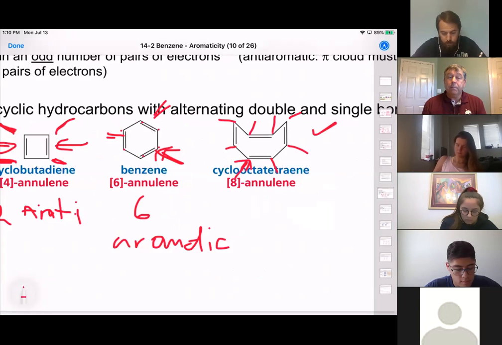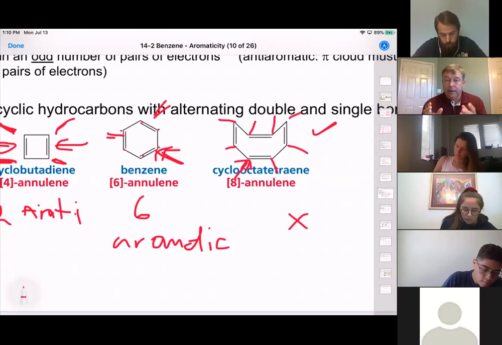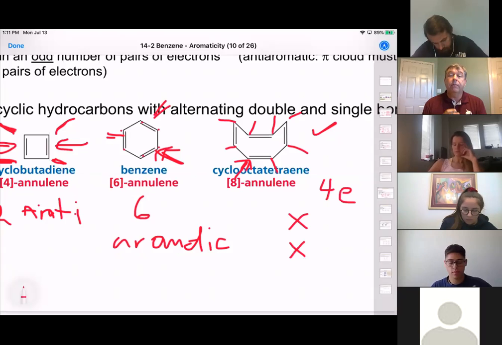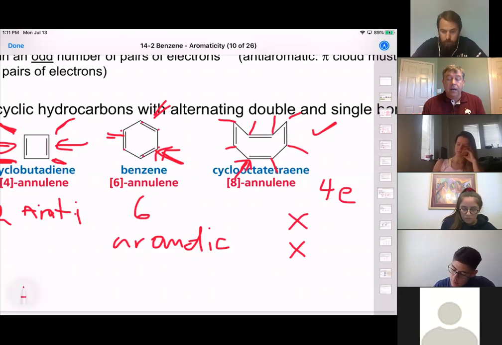So it doesn't meet the flat rule, so it is not aromatic, and it's not anti-aromatic either because it doesn't meet the flat rule. Even though it has a set of 4 pairs of electrons, giving it an even number of pairs of electrons, it's not flat. Therefore, it's not aromatic and it's not anti-aromatic. It's non-aromatic, okay?